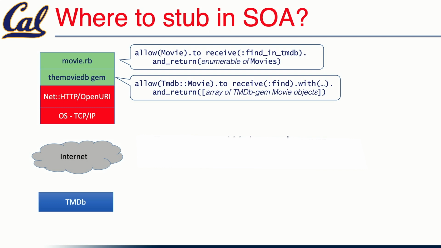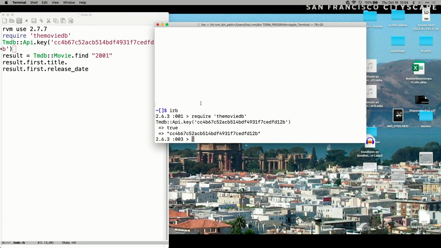Just to give you an idea of what that would be, we can take a look. I'm in a Ruby command line interpreter here. I've loaded the MovieDB gem, which provides a wrapper around the API. You can find it on GitHub. One of the first things you have to do is pass it your API key, which I did.